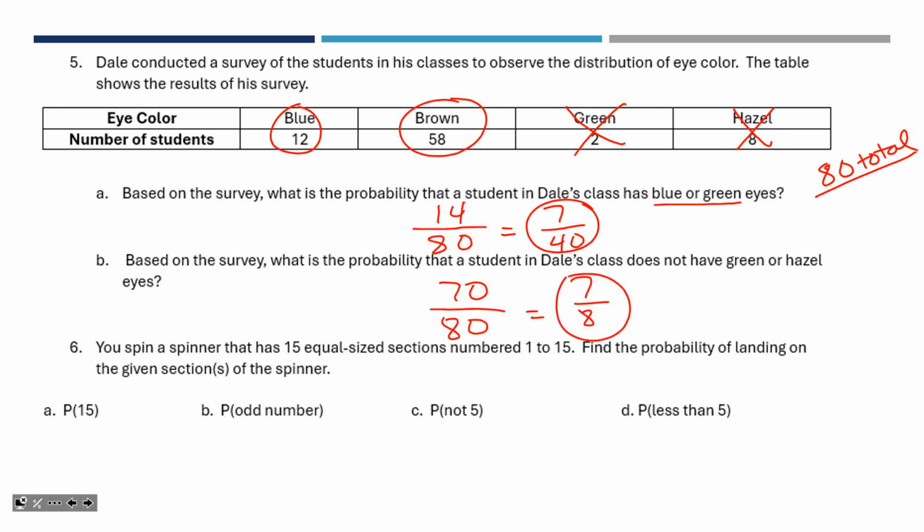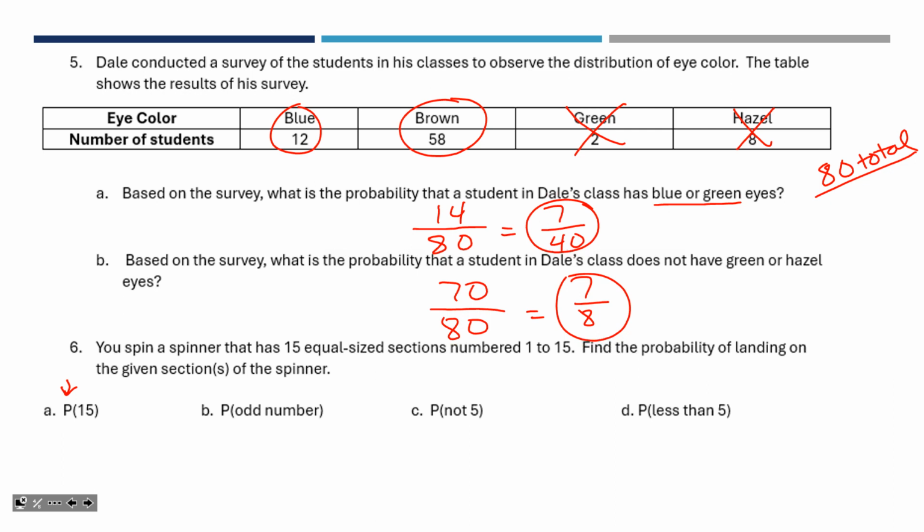Okay. Number 6, you spin a spinner that has 15 equal sized sections, numbered 1 through 15. Find the probability of the following. So what's the probability when you see that capital P here? This stands for probability. So what's the probability that the spinner lands on the number 15?